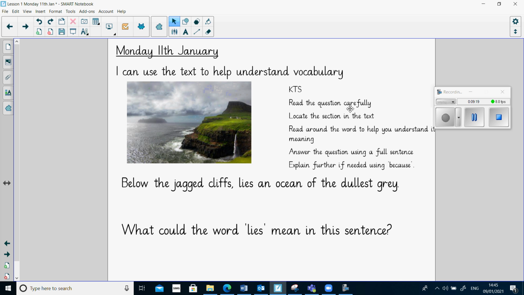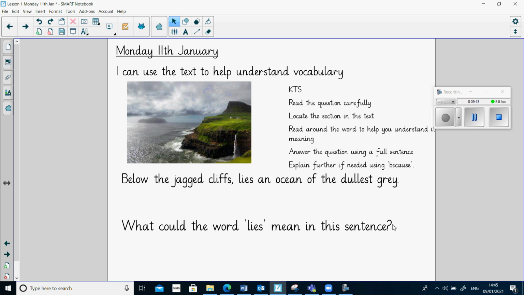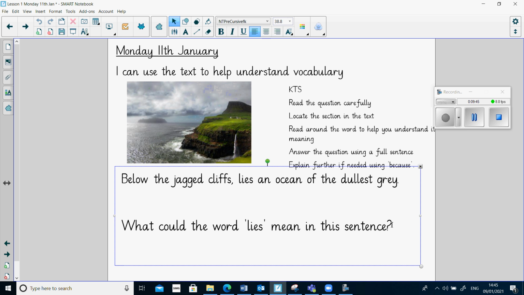I've got my question. So it says, read the question carefully. What could the word lies mean in this sentence? So I've got the section in the text, locate the section. Below the jagged cliffs lies an ocean of the dullest grey. And I'm reading around the word, I'm looking at the whole of that sentence to help me understand just that one word there. Now it says, answer the question using a full sentence. So that is what I am going to do now.